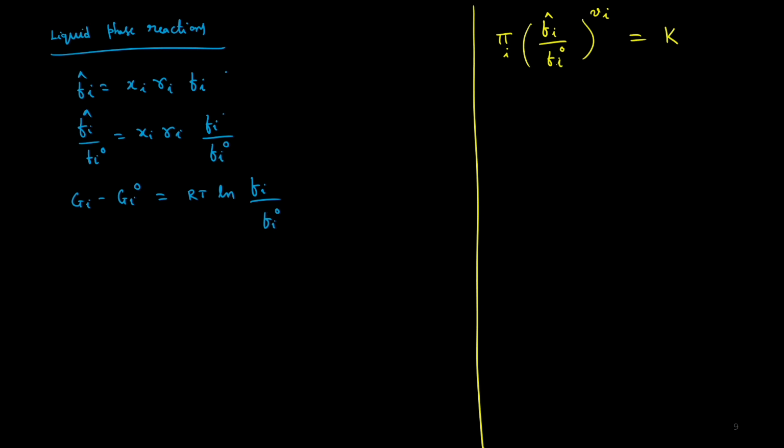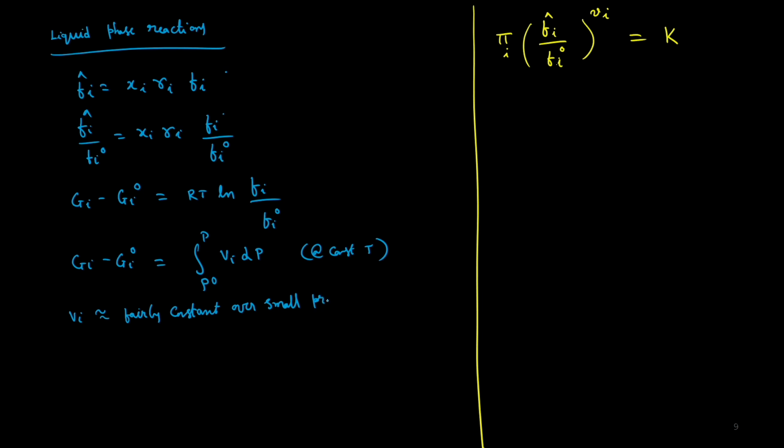And since Gi minus Gi naught is the integral from P naught to P of Vi dP at constant temperature, remember that dG is V dP, so Gi minus Gi naught is that integral. If Vi is fairly constant over small pressure changes, which might be true because this is a liquid mixture, we can neglect the change in the molar volume of the liquid mixture over small pressure changes. Then Vi can come out of the integral and Gi minus Gi naught is going to be Vi times P minus P naught. Now I can put this back so that Vi times P minus P naught will be RT ln Fi by Fi naught.